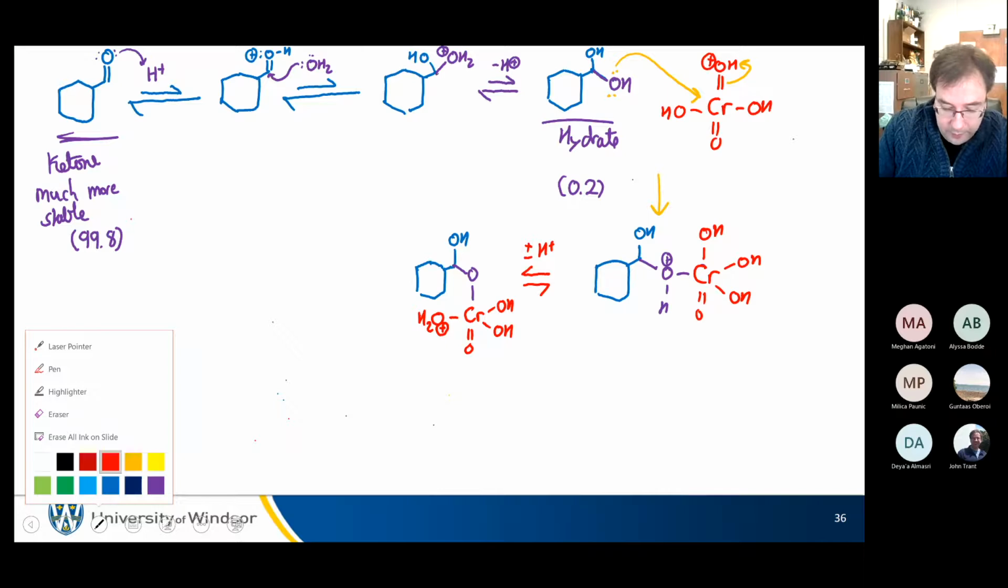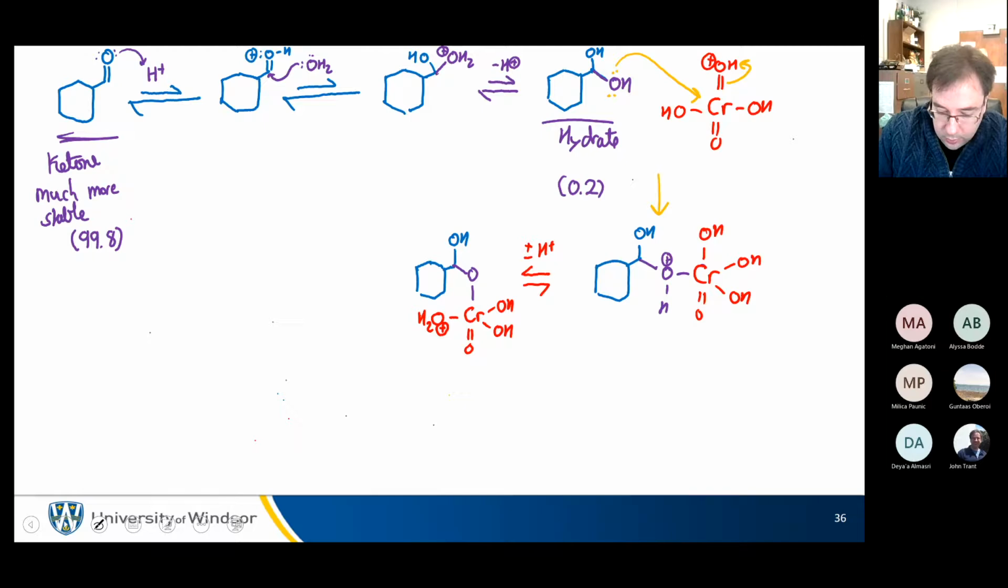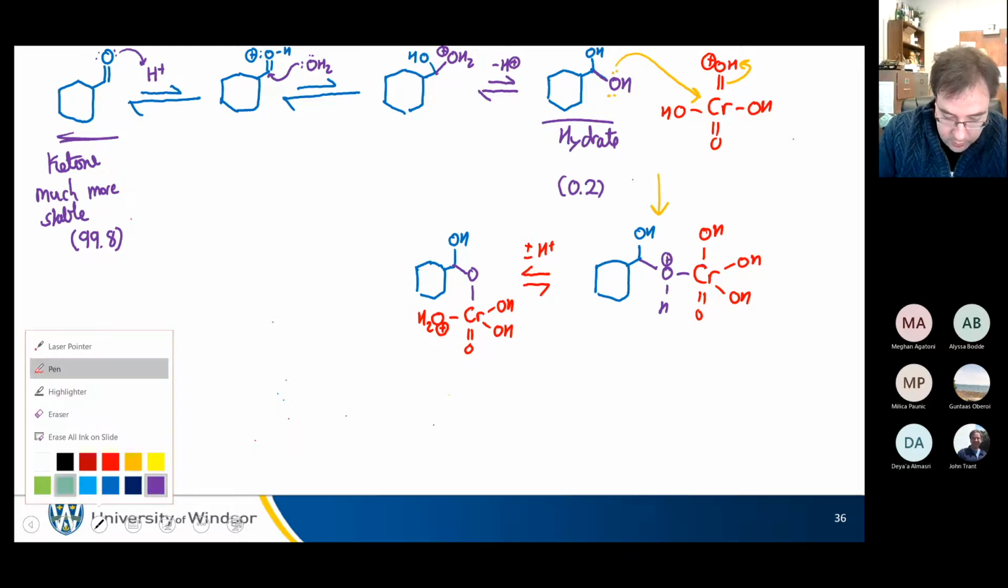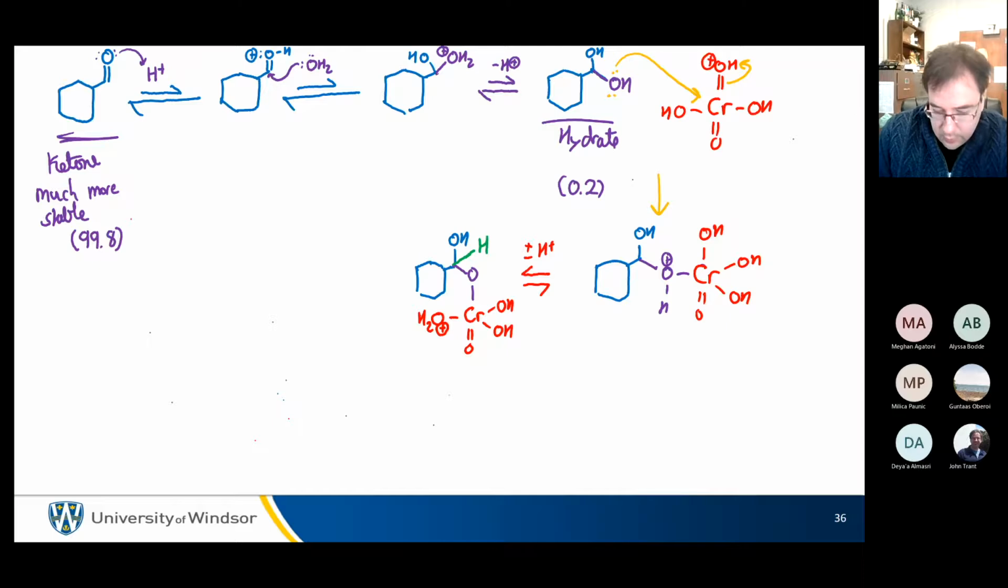So at this point, I'm running out of colors. We're in that same E2 situation all over again. We've got a leaving group. The leaving group is the chromium and the water that is on the chromium. So we're going to grab that hydrogen. It's going to make a new oxygen carbon double bond. We're going to break the oxygen chromium bond, and we're going to lose the water.